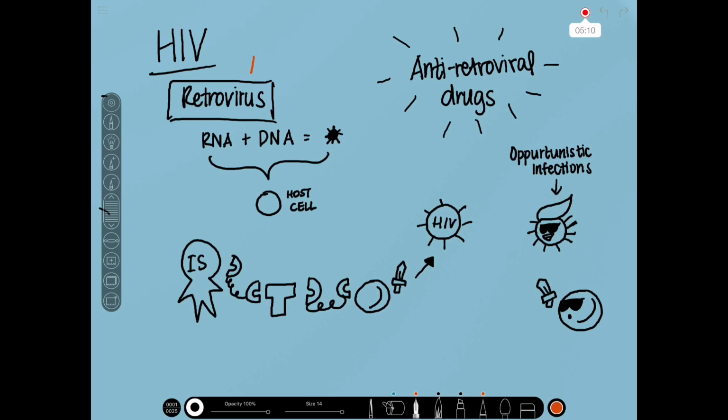HIV is a retrovirus which has genes of RNA, but then they use reverse transcriptase to make DNA in order to make copies of its genes to make another virus, to make a copy of itself. And basically all of this happens when they enter a host cell.